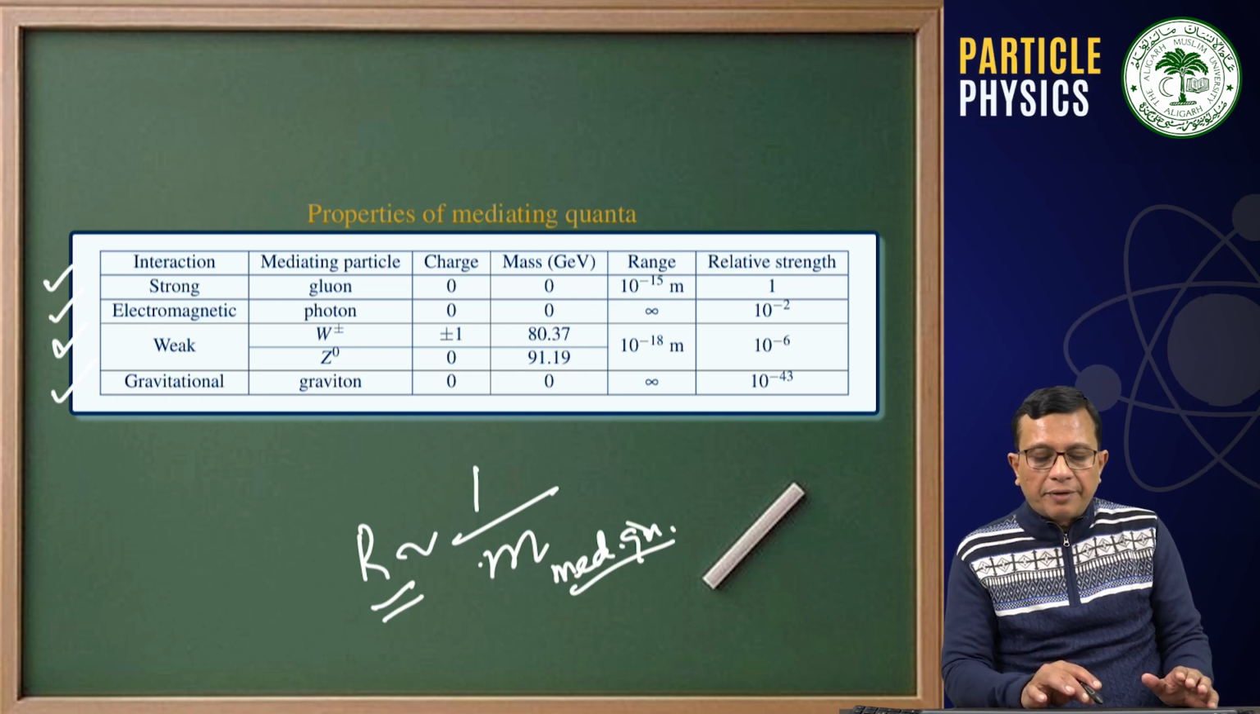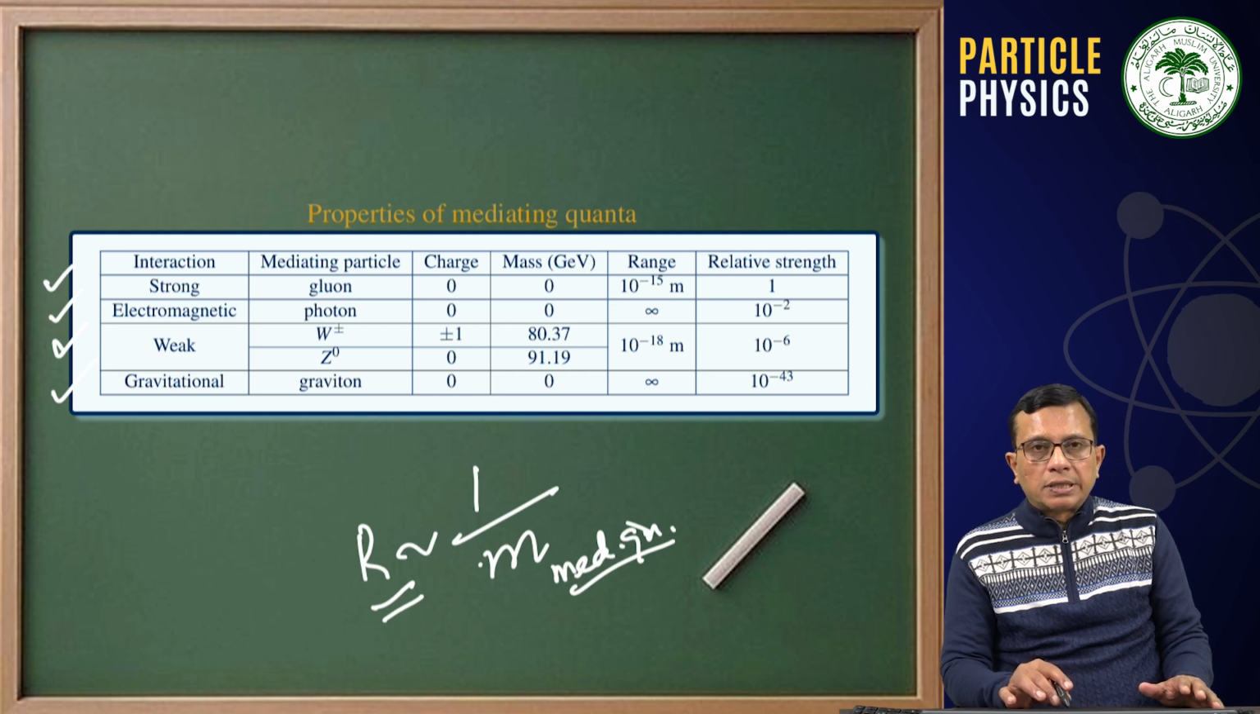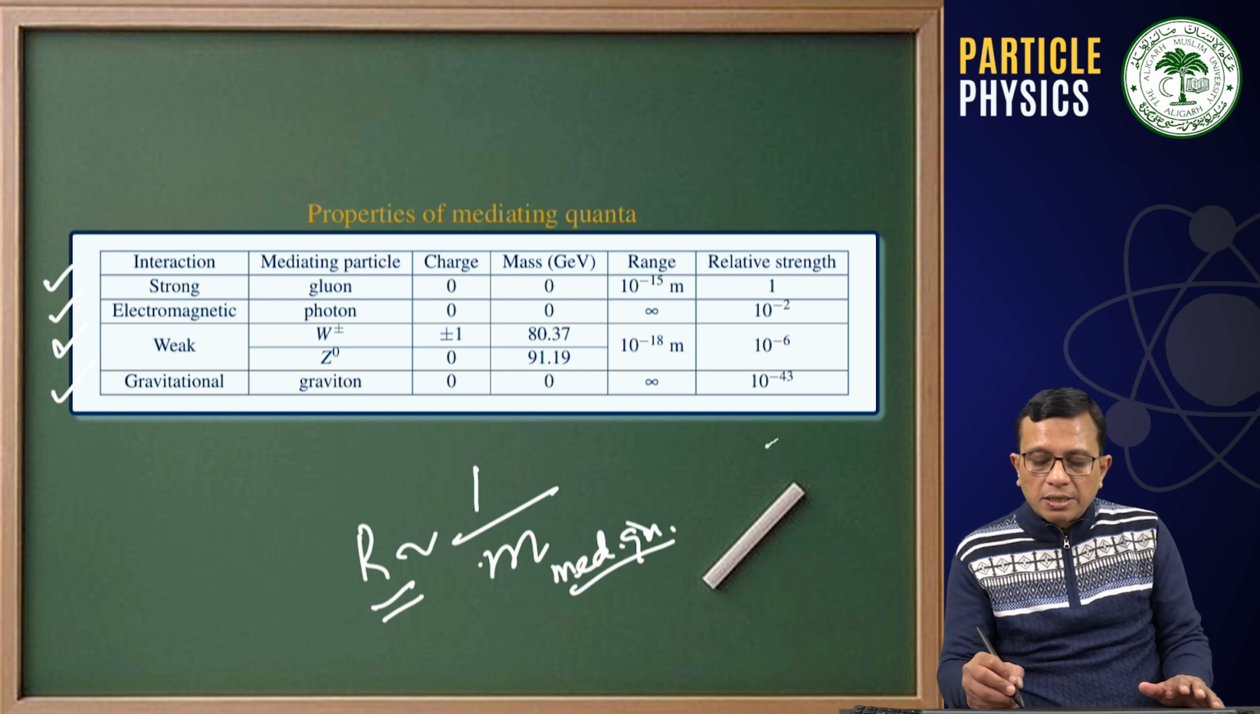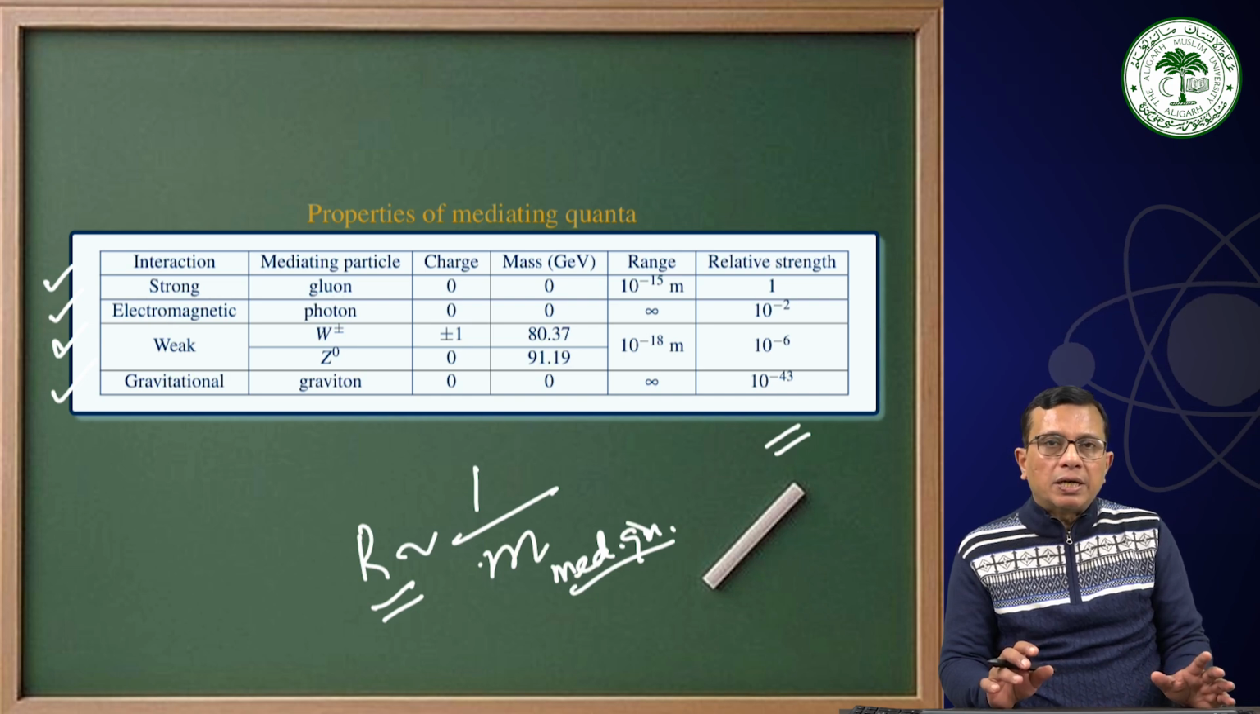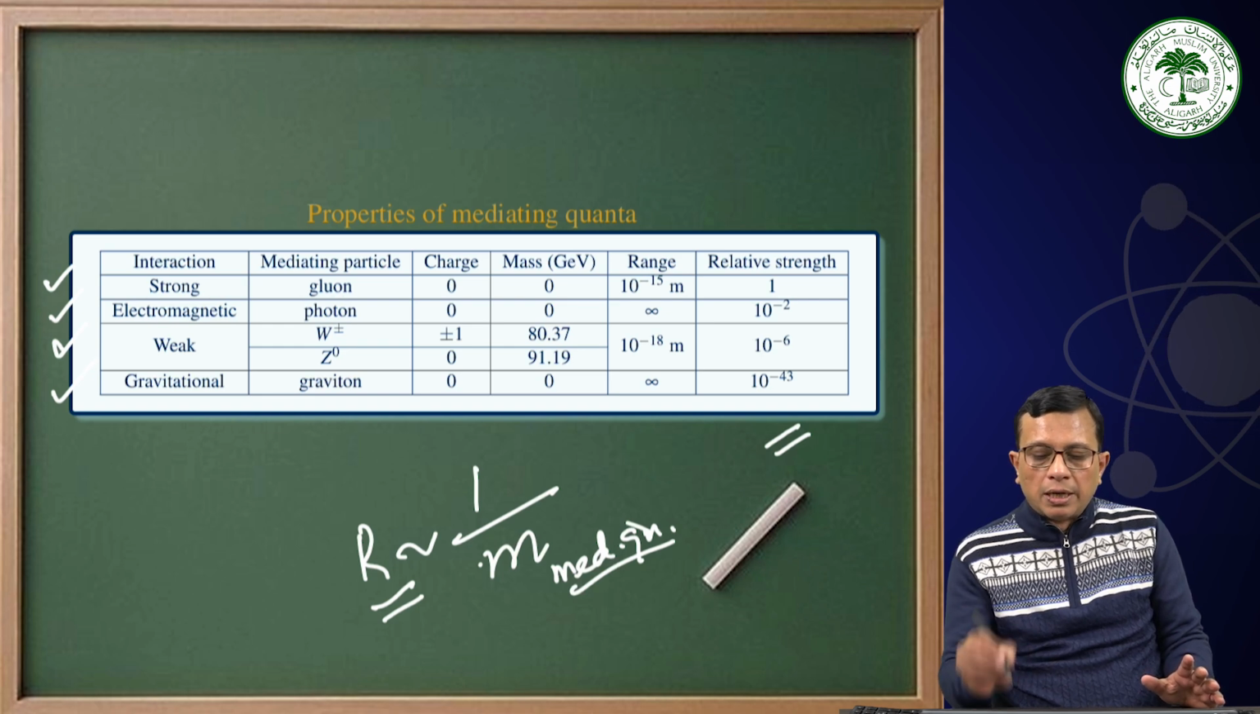And then finally we have the gravitational interaction, whose quantum is the graviton, charge is 0, mass is 0, and the range is again infinite because it is a massless particle. But this gravitational interaction is 10 power minus 43 orders of magnitude smaller than the strong interaction.